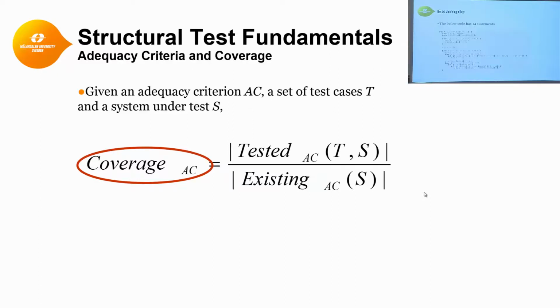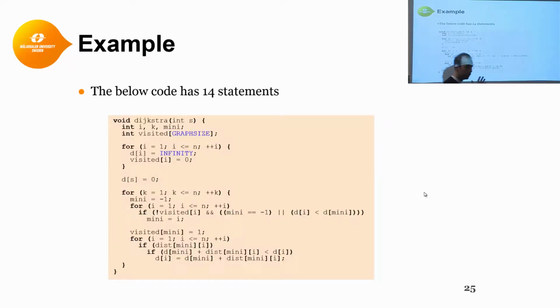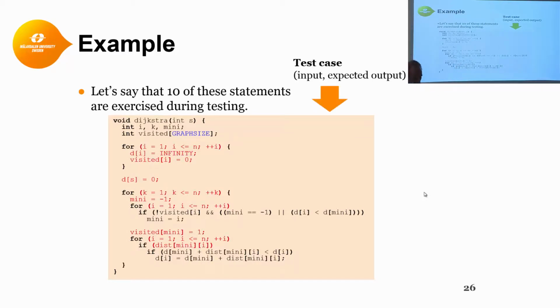If we go back to the example that we have here, this piece of code has 14 statements. So it's a very simple, small piece of code. If we assume that we have one test case with an input and an expected output, in terms of statement coverage, it's only the input that matters. This adequacy criterion doesn't put any constraints on how the expected output or the actual output is treated and compared. It only tells you what has been covered or executed.